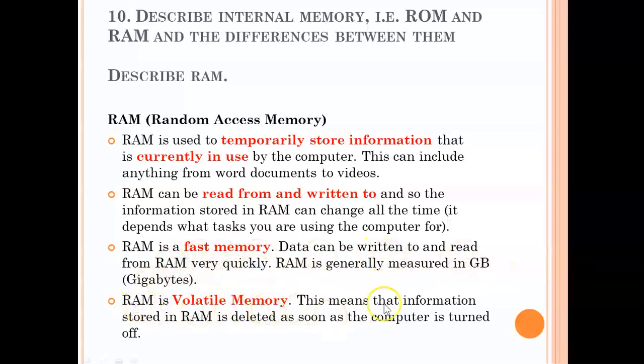And RAM is volatile, so this means that information stored in RAM is deleted as soon as the computer is turned off. When you turn your computer off, the contents of your RAM get emptied out and there are no programs being stored in the RAM then. So that is RAM. Just know these quite well.